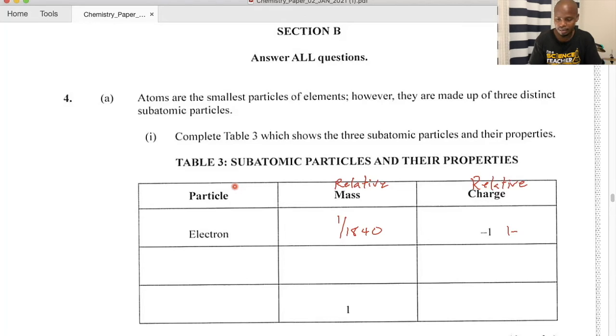We know that the 3 subatomic particles are protons, electrons, neutrons, but it doesn't matter the order. We will just know protons, and we will put in our neutrons, and of course the mass of the proton, the relative mass of the proton is 1, the relative charge is 1 plus, the relative mass of the neutron is given, and of course, the relative charge would be 0. So that should give us 4 marks.